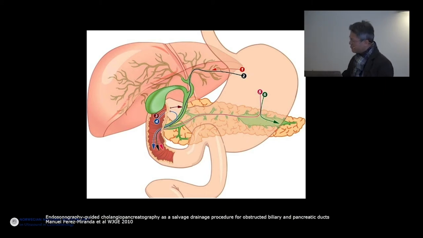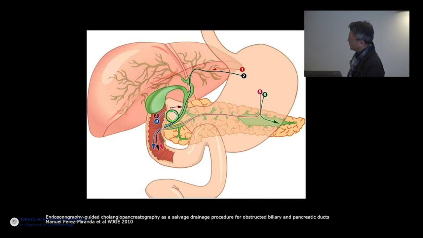One of the routes is antegrade from the stomach. So you have an endoscope in the stomach, you puncture the bile ducts in the left liver, typically in segment 2 or 3. And then you try to advance the guide wire through the common bile duct and through the papilla and down to the duodenum to have an access, or you can drain directly into the stomach also.